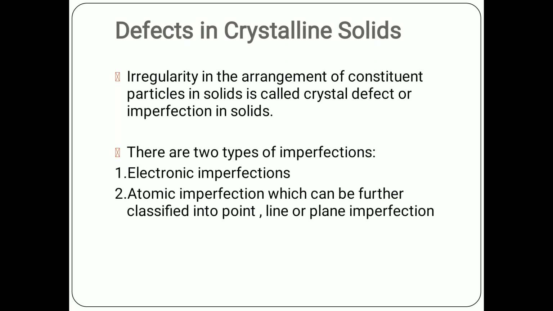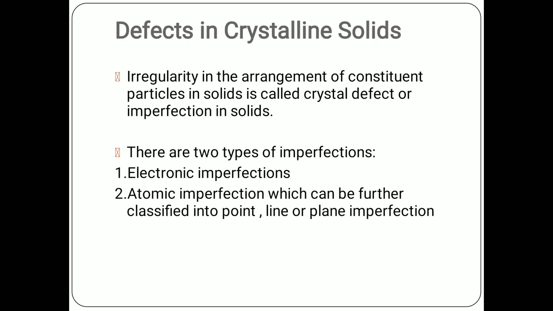So, defects in crystalline solids. Defect basically refers to any kind of irregularity in the arrangement of constituent particles in the solids or in the crystal. These defects are also called imperfections in solids. There are basically two types of imperfections or defects. One is called electronic imperfections, which are out of your syllabus and basically refer to the variation in the number of electrons. The next category is atomic imperfection, which can be further classified into point, line or plane imperfection. So in place of imperfection, you can use the word defect.